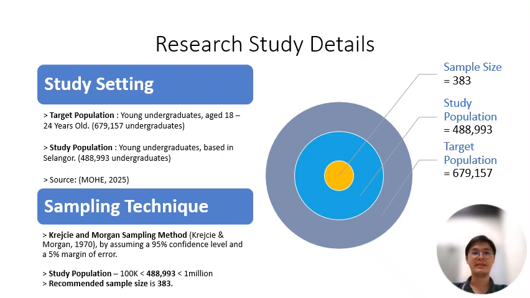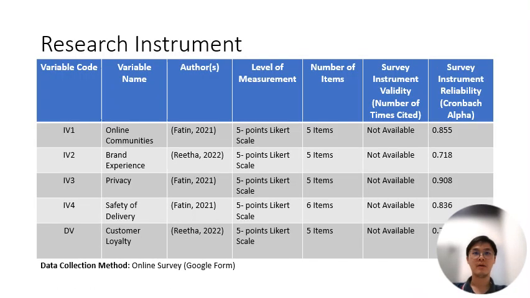So what will be the sampling technique? I will be following the Krejcie and Morgan sampling method, which assumes a 95% confidence level and 5% margin of error. According to this method, if the study population is above 100K and below 1 million, then the recommended sample size will be 383. So this is the sample size that I will be looking at in the real run.